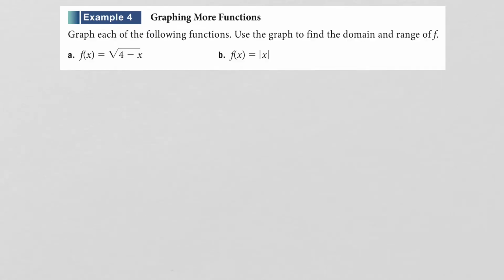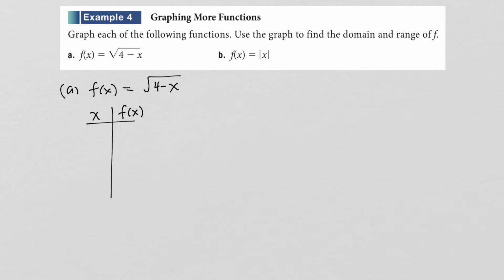Let's do a couple more examples just to make sure we understand the concept. So in this next one, we want to graph the function f of x equals the square root of 4 minus x. I'm going to do this one by making a table of values. We'll do it ourselves here. So I'm going to make a table of x values, and then we will get f of x values.